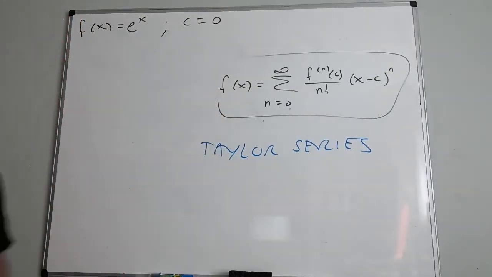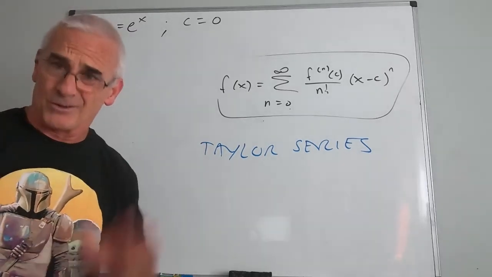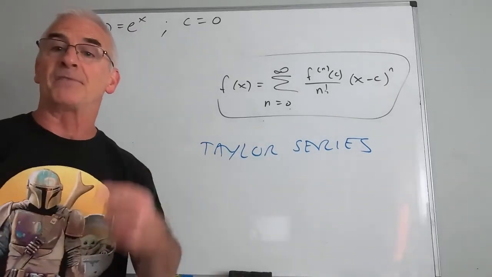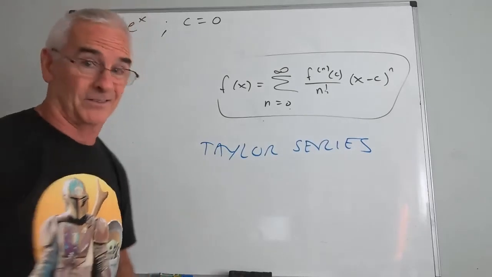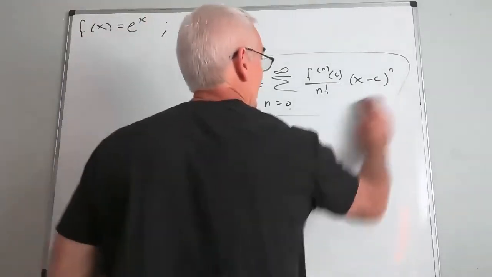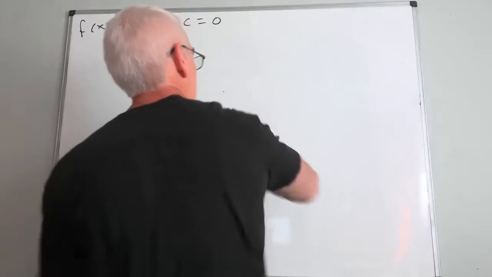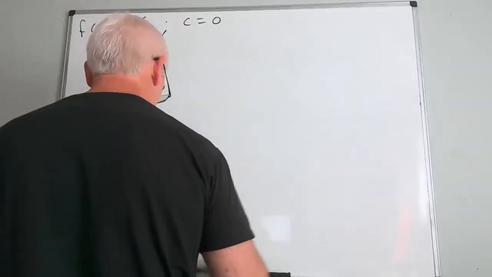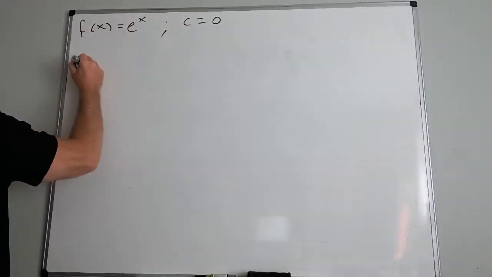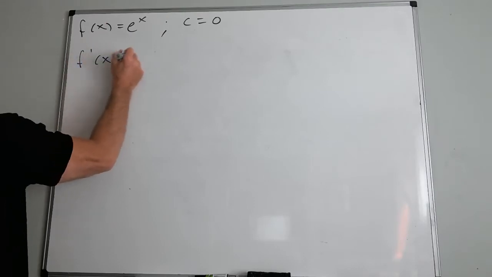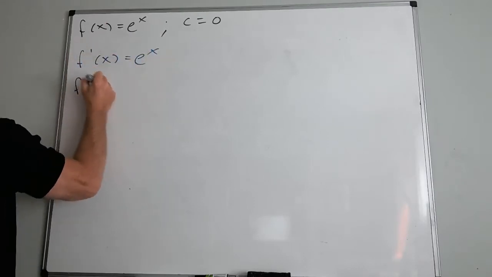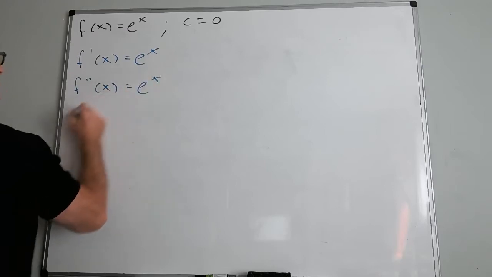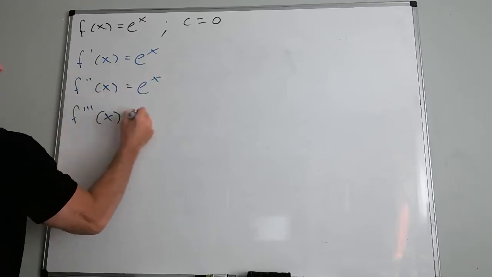Simple rule of thumb: if your function's analytic at 0, you want to use 0 because it makes evaluating the derivatives a lot easier. That's usually the case. It's not an absolute, but it's most of the time. So let's do a few derivatives. f prime of x is e to the x. f double prime of x is e to the x. I bet I can do this all day and not make a mistake.